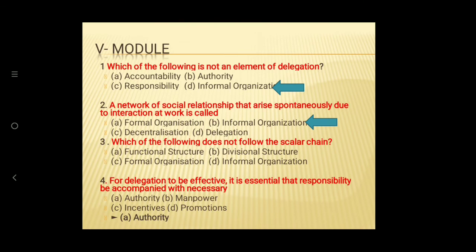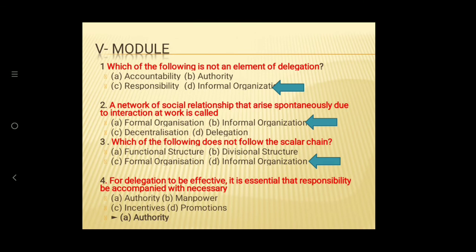Now, the third question: which of the following does not follow the scalar chain in the organization? Actually, functional, divisional, and formal organizations follow the scalar chain, meaning they delegate authority from higher levels to lower levels in the organization, even communication. But in informal organization, we do not follow the scalar chain or any formal channels of communication. Hence, the right answer is option D, informal organization.